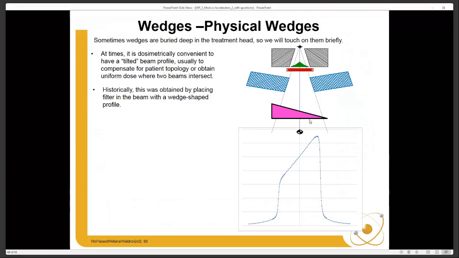Historically, this is something mounted on a tray that gets put in the bottom of the head, and it produces this nice tilted beam profile, like in the plot on the right. Of course, the pink thing is the wedge filter, as we used to call them.